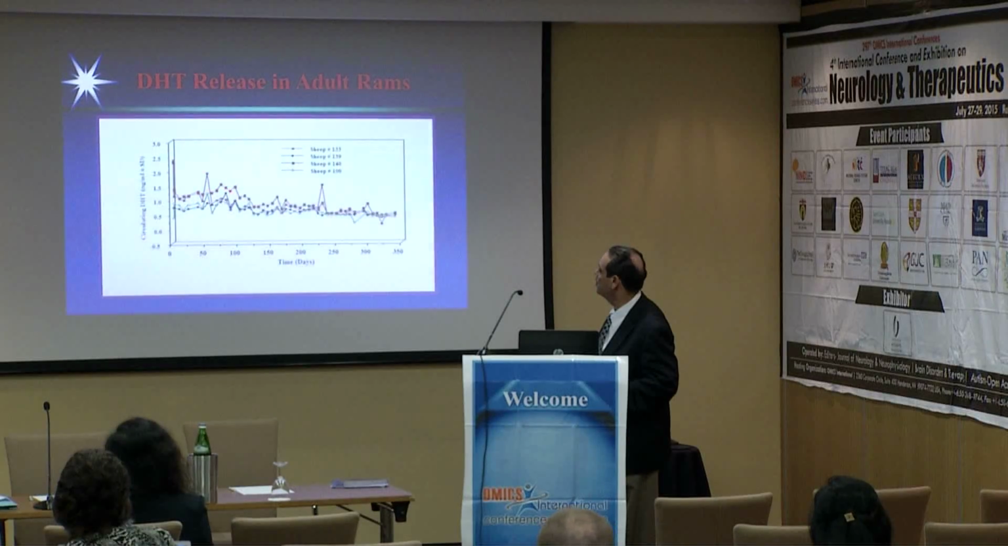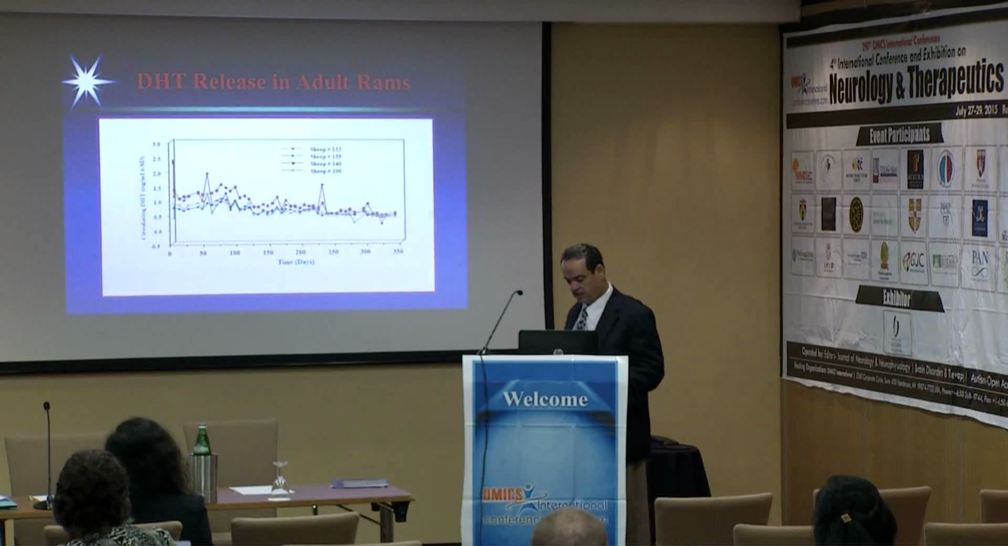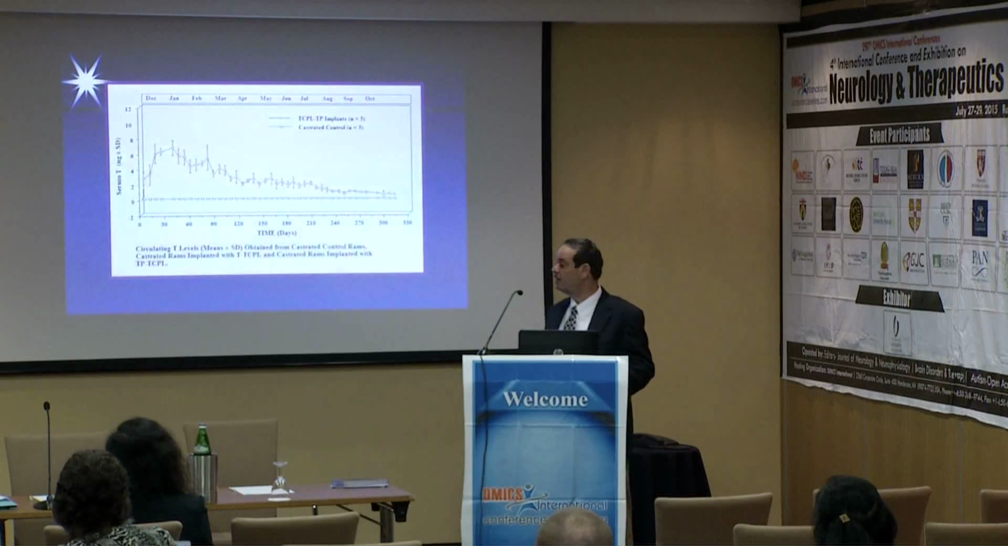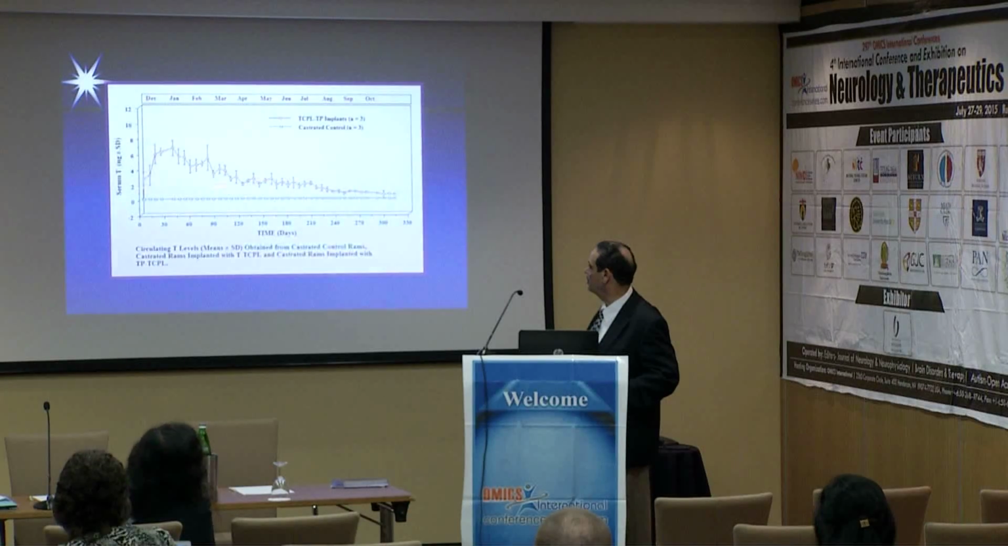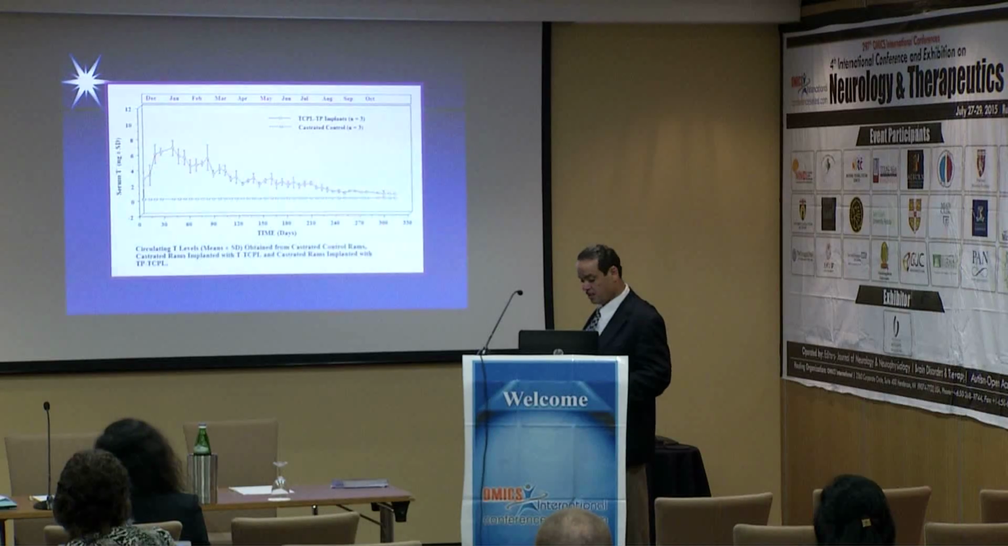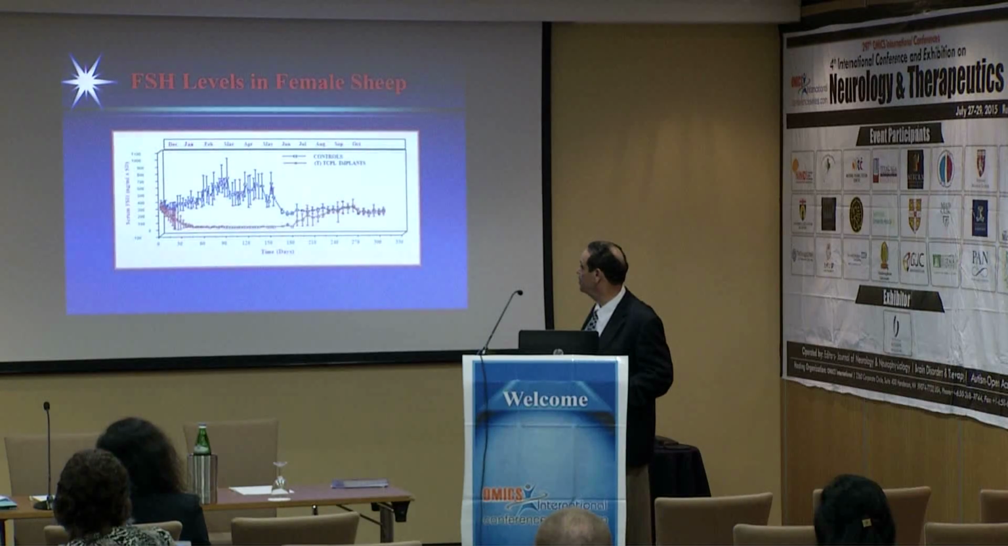This is tabulating the release profile from each animal to give you an idea of the reproducibility. Again, with serum testosterone here. The one I showed you previously was DHT, and this is testosterone for almost a year, which followed the same track.